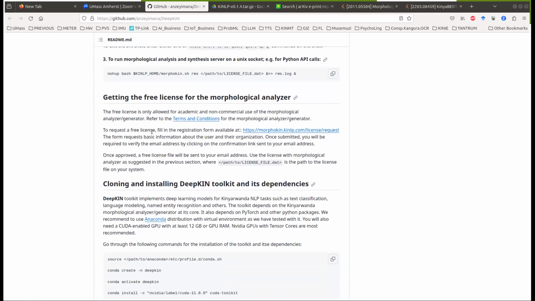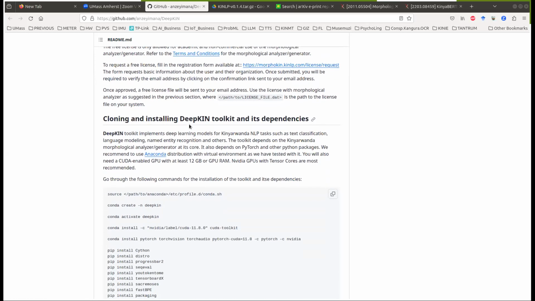And then there's a free license for using the morphological analyzer, but it's only for academic and non-commercial purposes. So you can request the license, and when you run it, you provide it to the command line. And then you can download this toolkit. So there are two parts.